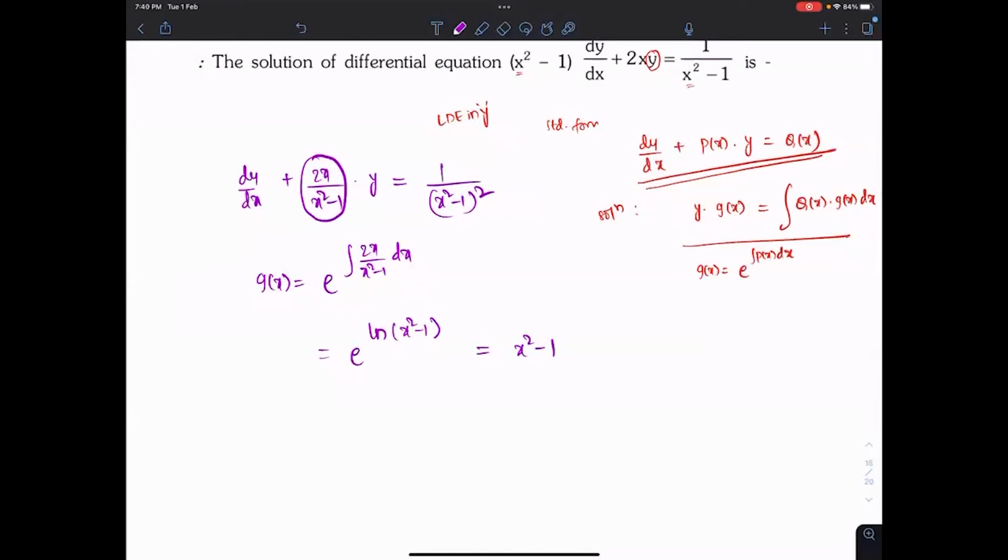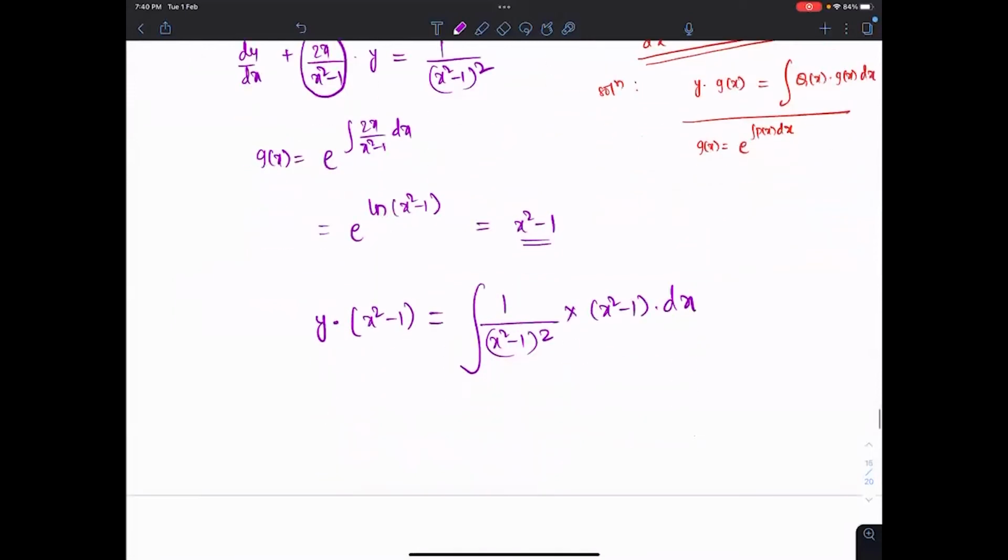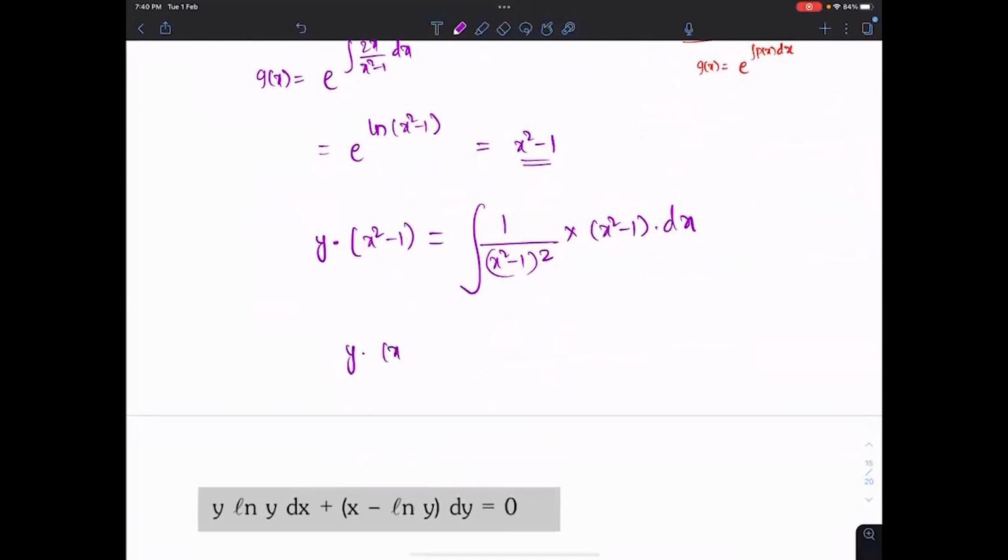Okay. So what is g(x), the integrating factor? x² - 1. So what will be the answer of this differential equation? y into the integrating factor, x² - 1, equals what is on the right hand side, 1/(x² - 1) whole square, into the integrating factor x² - 1, dx integration. That's all. So y into (x² - 1) equals the integral of dx/(x² - 1). This is the answer. This integration you can do, no? It is 1/2 ln of, not direct integration only.